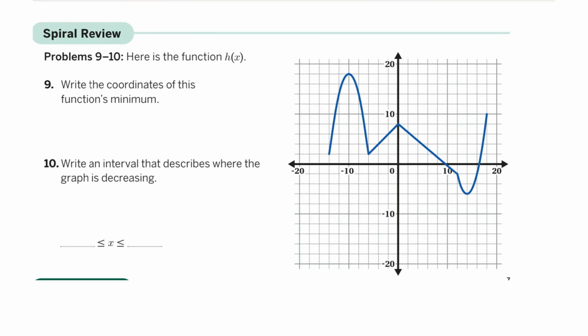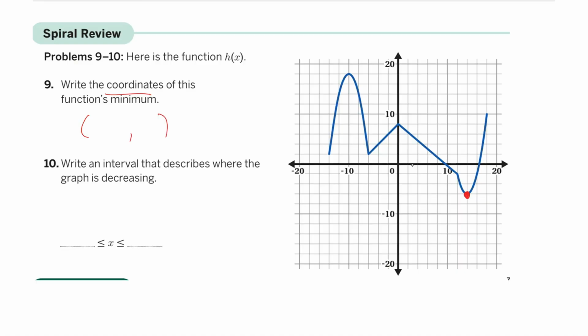So number 9 asks for us to write the coordinates of this function's minimum. So minimum, I'm looking at y values. Where is the lowest y value? I see that I'm looking for this point right here. That's my lowest y value. It says coordinates, right? So I actually want the point, the x value, and the y value.